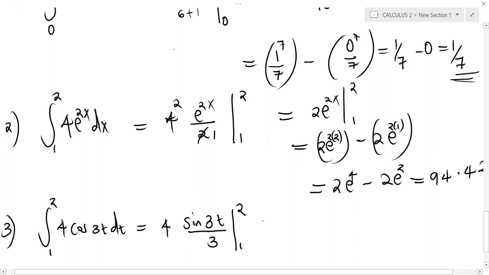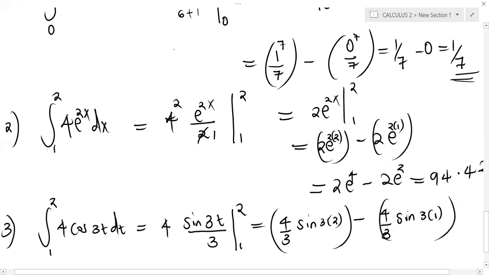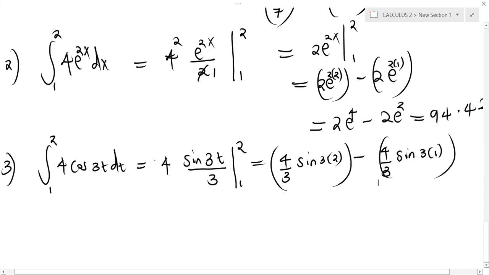So we go ahead and replace the ranges. We will have 4 over 3 sine of 3 into 2, minus 4 over 3 sine of 3 into 1. Okay, so that's how we go about this one. You can go ahead and simplify this. This will be 4 over 3 sine of 6 minus 4 over 3 sine of 3.